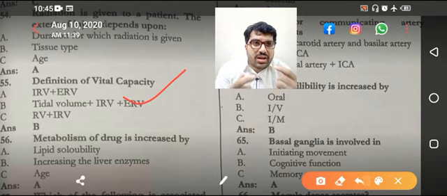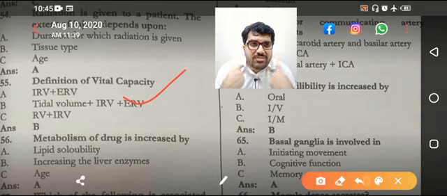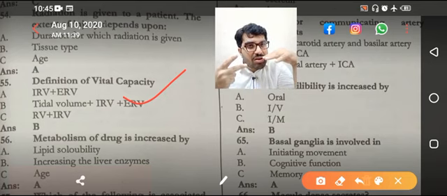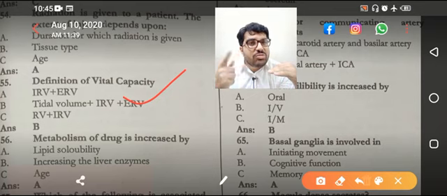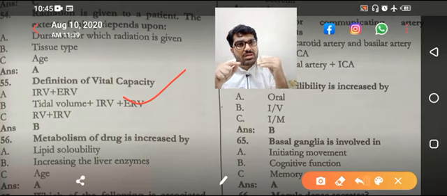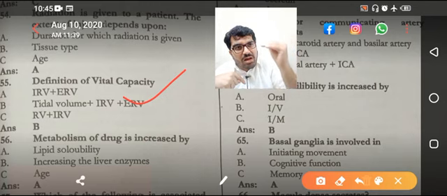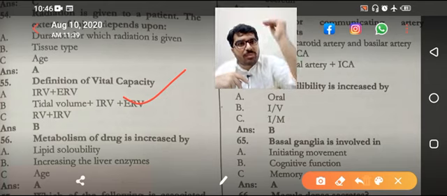Now this is actually a poor recall. When a person inhales maximally and he exhales either normally or maximally. So if a person inhales maximally and then exhales normally, this is inspiratory capacity, because maximum inhalation is followed by normal exhalation. So it includes the inspiratory reserve volume and tidal volume. So it is inspiratory capacity.